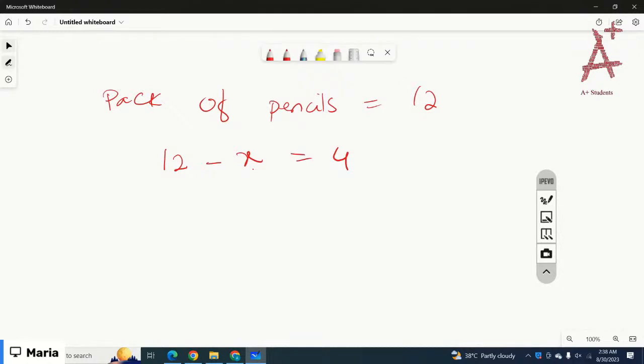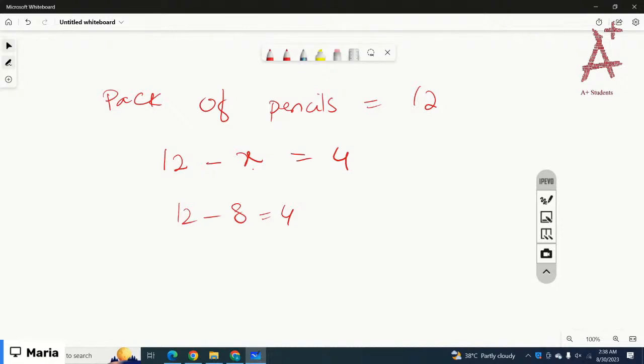12 take away what number is 4? You forgot everything. Yes, 12 take away 8 equals 4. That means 8 are the pencils you have given to your sister, right? So X is a number you don't know about. You have to calculate the value of X. So that's why you are using equations. X is just a variable. You don't know the value. You have to calculate the value of X, right?